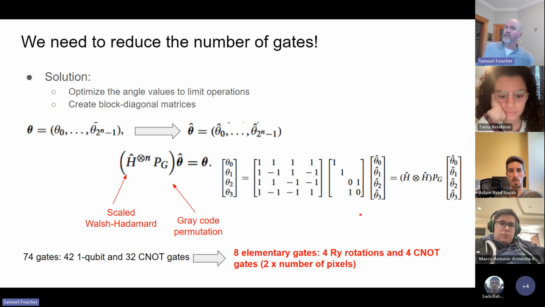Why they want to do that is that it creates a better matrix for the transform.